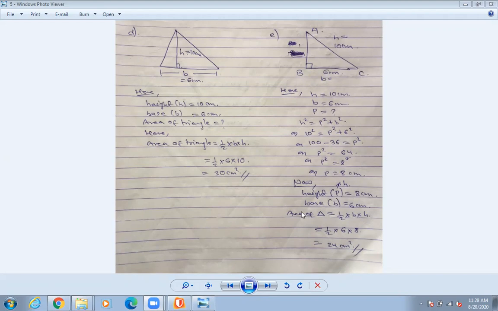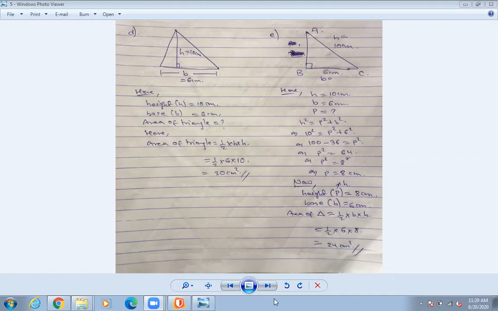Now what is the formula for the area of triangle? Since the height is at 90 degree, it is half into base into height. Remember again, H is not the hypotenuse. If you put in the value 10, that will be the wrong answer. Height means perpendicular. So height is 8, base is 6. Cancel across, and you'll get 24 square centimeter as your answer.